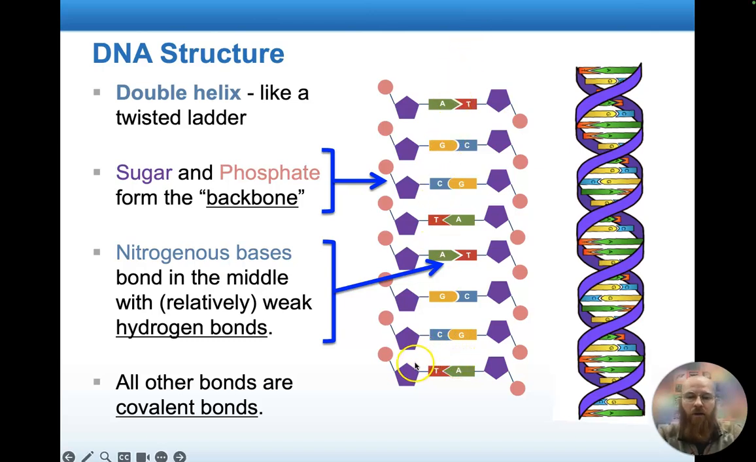But all other bonds, like for example, the nitrogenous base bonding with the sugar, the phosphate bonding with the sugar, and this phosphate bonding with the next sugar for the next nucleotide, all of those other bonds that are not in the middle are way stronger. And those are covalent bonds, getting a little bit back into that basic biochemistry. But really, what we need to understand is, structurally, if something is going to become separated, it's going to be between these two bases in the middle. And that is going to be crucial to understand as we go through the process of DNA replication.